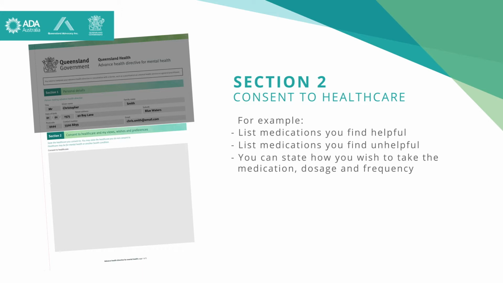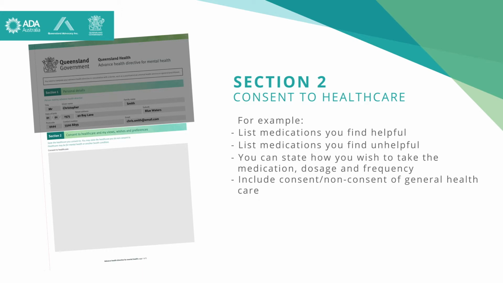Also, many people have a range of other health conditions which may or may not be linked with their mental illness. You can include consent or refusal of general health care here as well. For example, that you wish to continue to receive your insulin treatment for your diabetes if you become unwell, or if you become unwell, you do not want to continue with your chemotherapy.